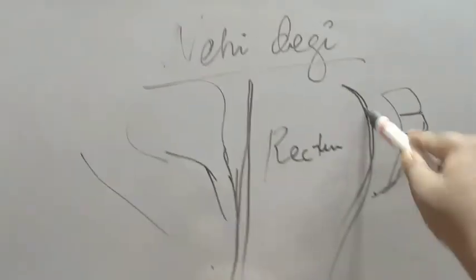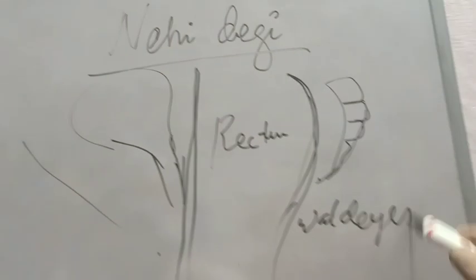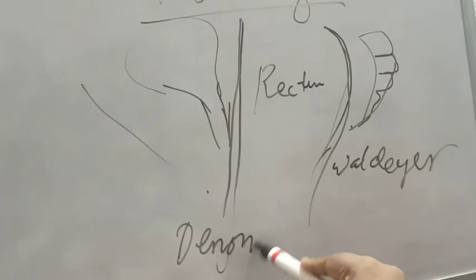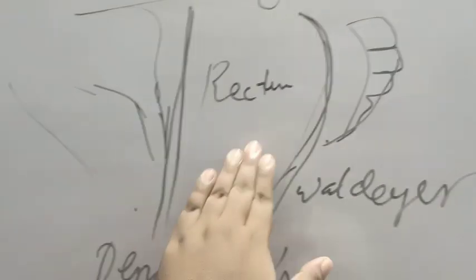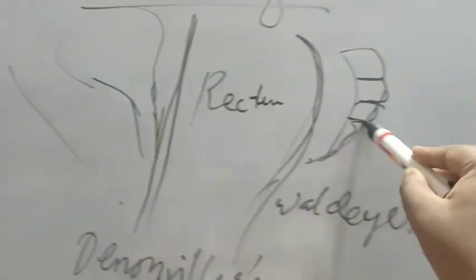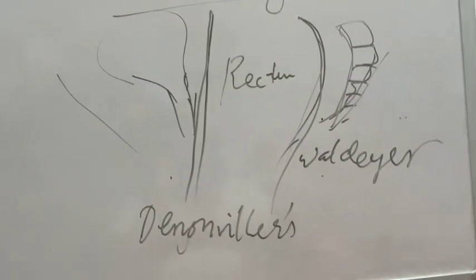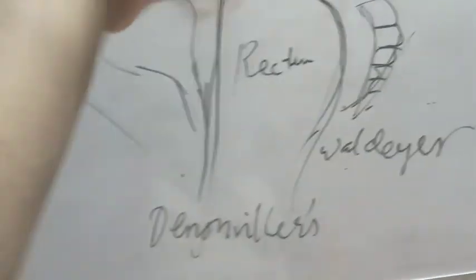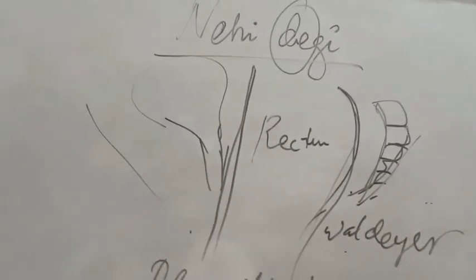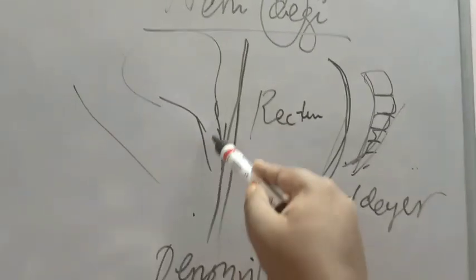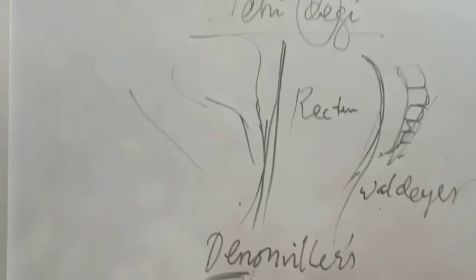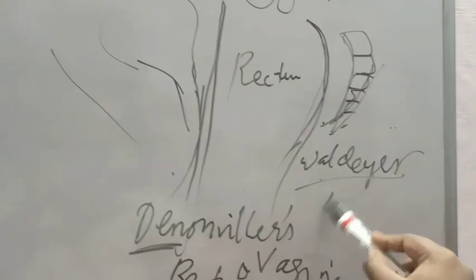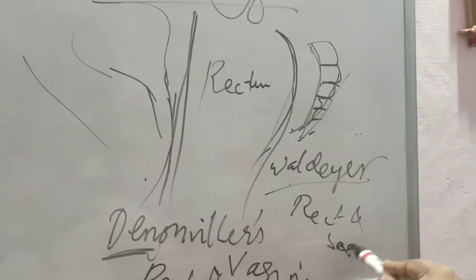There is a fossa. This one is Waldeyer fossa. This one is Denonvilliers fossa. But which one is which one? If you're a good child, you can remember. Sacrum looks like a wall. It looks like a stack of bricks stacked on top of each other. So Waldeyer is behind. Or you can also remember it as Nahi Degi. From Degi, you remember, she will not give it to you. What she will not give? I don't need to explain. It is self-explanatory. Denonvilliers fossa is between rectum and vagina. This is between rectum and sacrum.